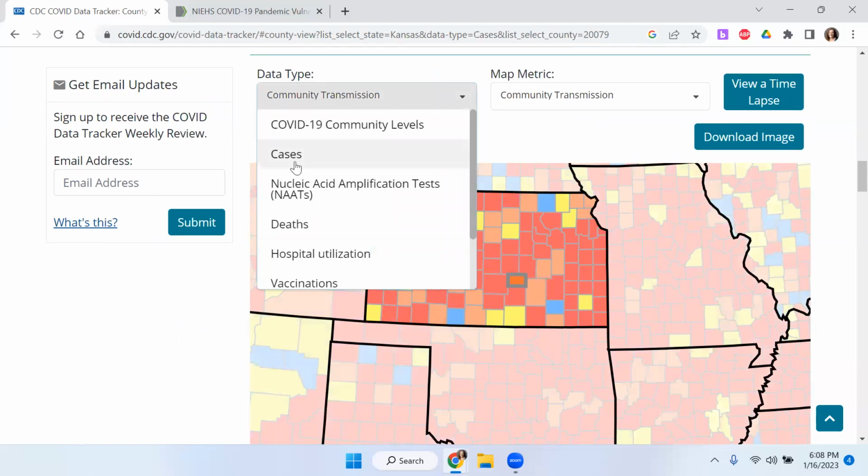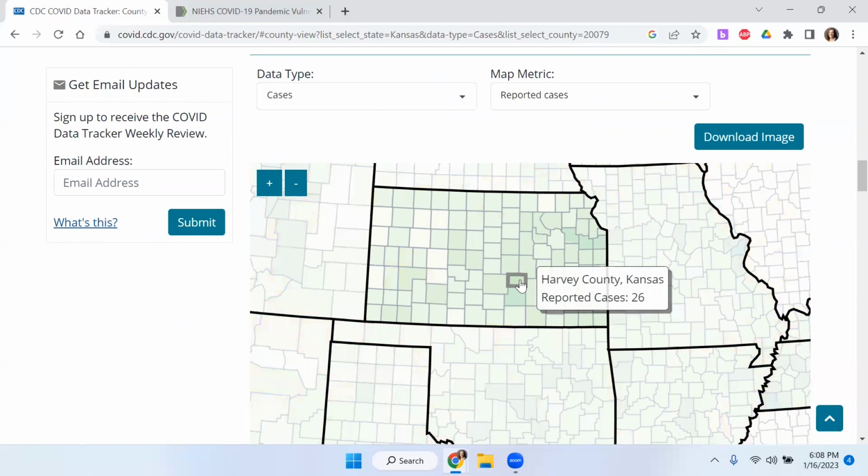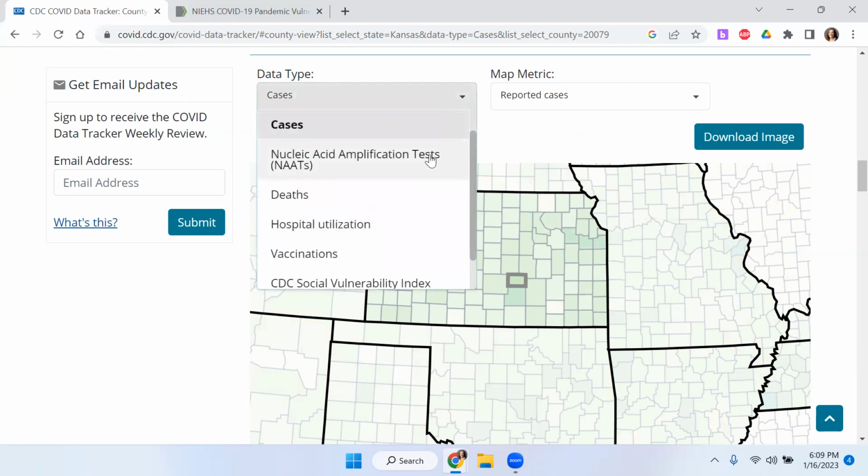We can see how many cases are happening in our county. So right now in Hardy County, we've got 20 reported cases. Again, reported is a way undercount because at-home tests are not reported unless you choose to report those to your doctor. Some counties, not my county, but some counties do have a health department hotline you can call to self-report a positive test. But not all counties do. So you can check if your county does.